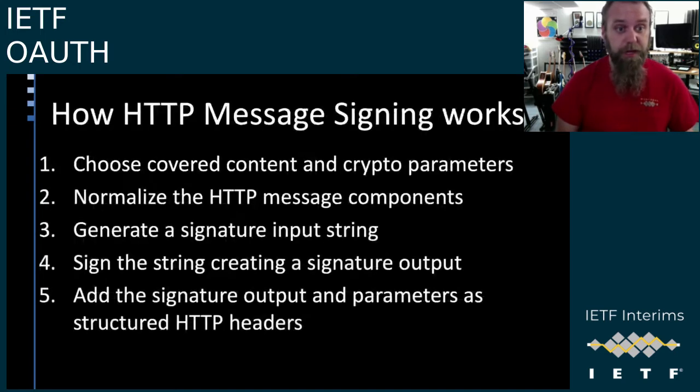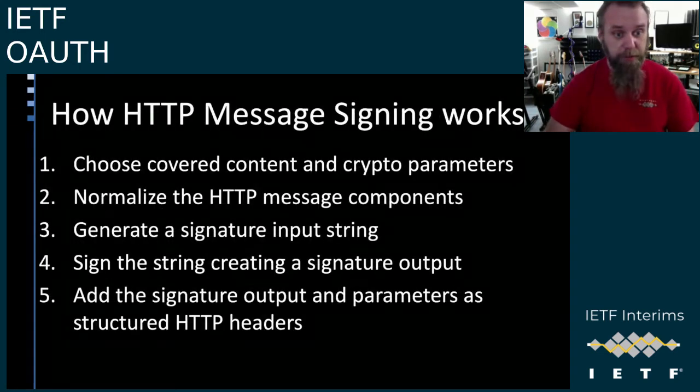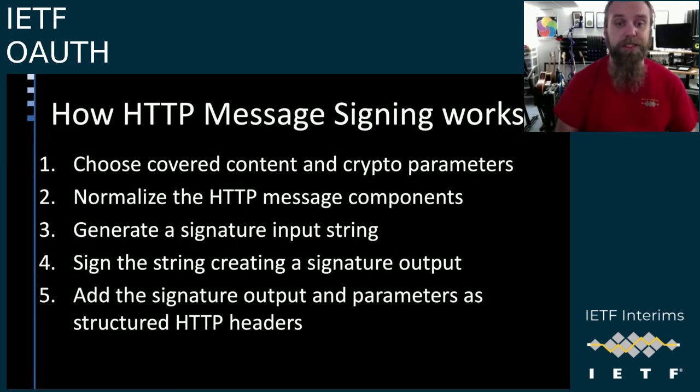Now, the way this draft works is that you choose your covered content and crypto parameters, and then there's a normalization process for the HTTP message. Both the sender and the receiver go through the same normalization process. So you figure out what content you're signing, pull that out, and format it in a very specific way.